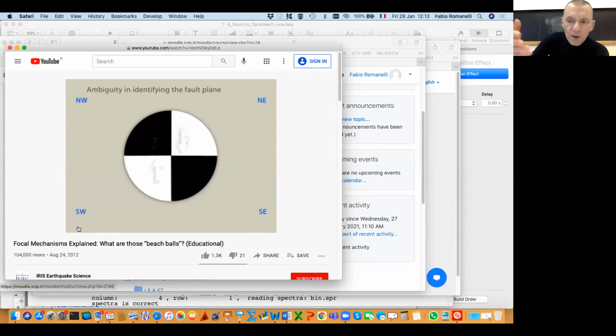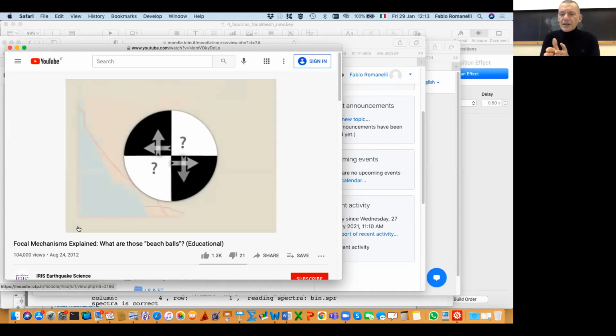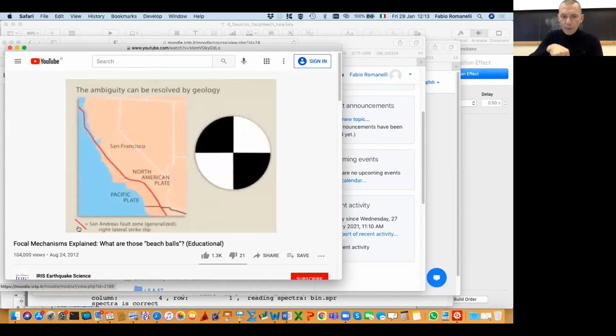There is an audio, I don't want to play it, because this is going to cause exactly the same as this. You cannot distinguish, we cannot distinguish. So remember, this is arising from the fact that the moment tensor is symmetric. Now, this is easy because it's a strike slip and seen from the top.